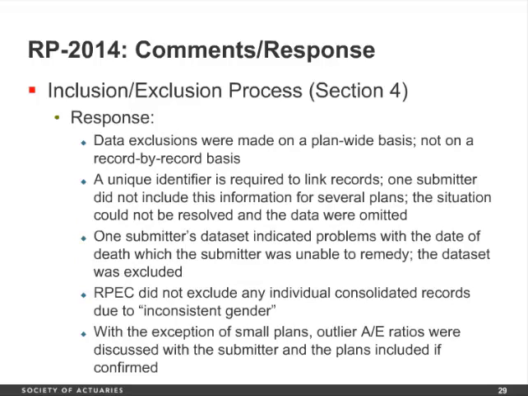Also wanted to point out that when it came to issues with the data, like inconsistent gender or dates of death showing up multiple times, different dates with different records for the same person, we discussed those things in the report, but did want to point out that we did not make the decision to exclude data on a record-by-record basis. It was done only on a plan-wide basis, just to make sure that we didn't bias the data by these kinds of exclusions.